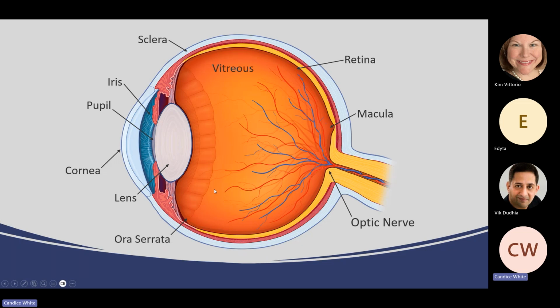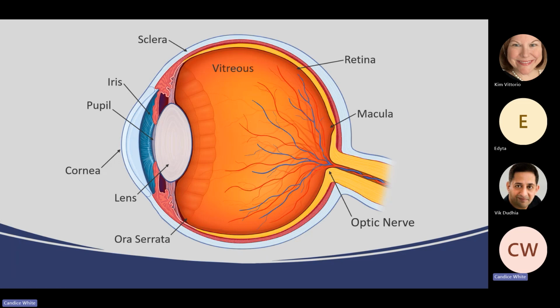The other term that we sometimes hear in terms of ROP imaging is the ora serrata. Again, this is a pretty fancy word for where the back of the eye, where the retina, starts to meet the structures at the front of the eye. This is where the retina is done growing. The reason we talk about that sometimes is that we want to say how far vascularization has reached into the retina. So let's look at a real picture.